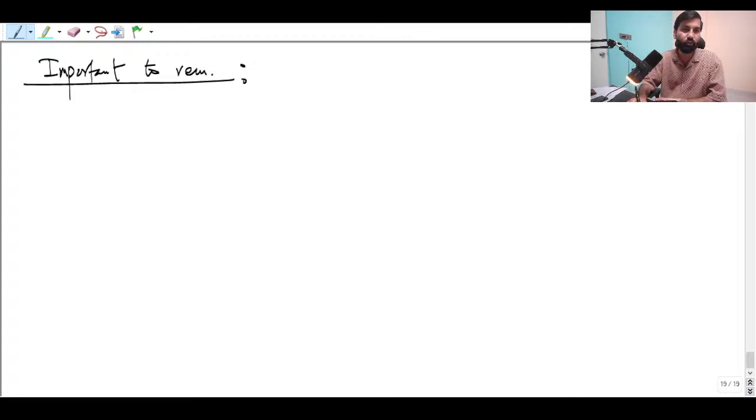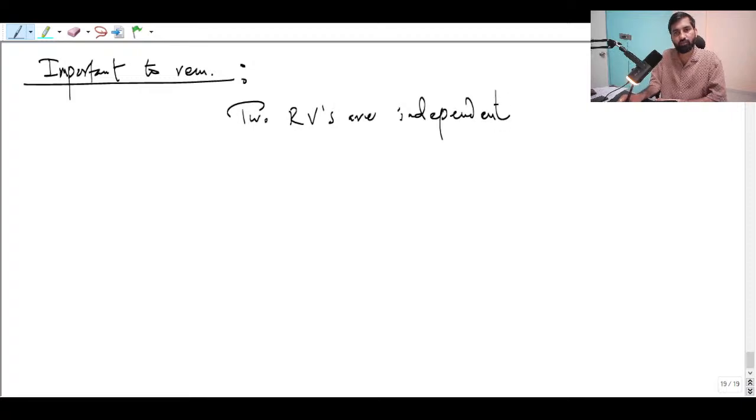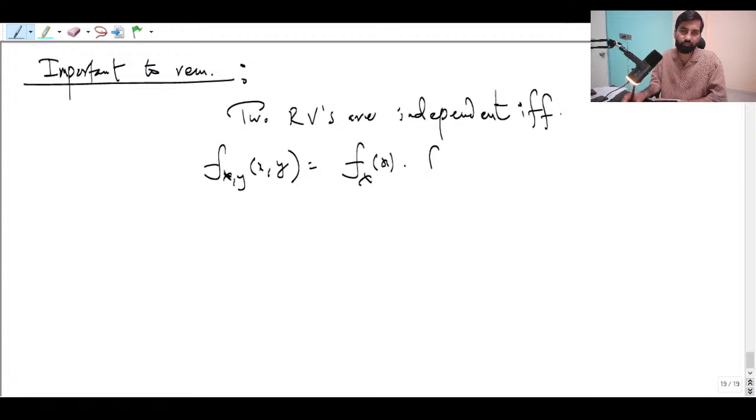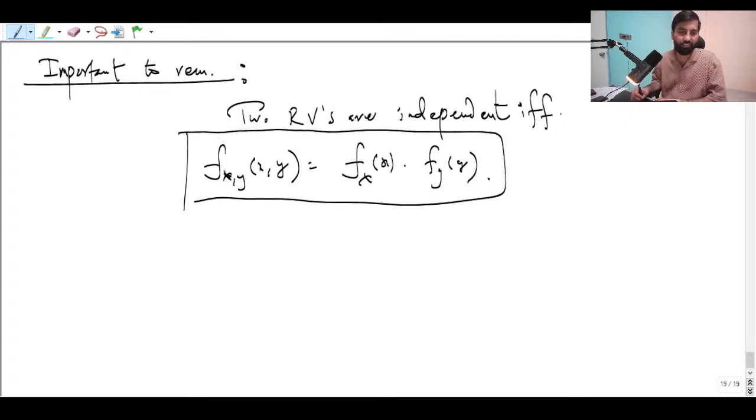So what does this theorem say? Two random variables x and y are independent if and only if their joint density function is the product of the marginals. Okay, and you know what joint means. Joint means the marginal times the conditional, right?